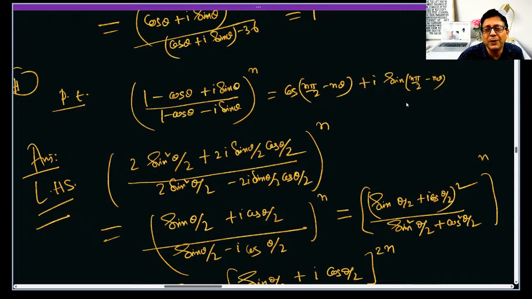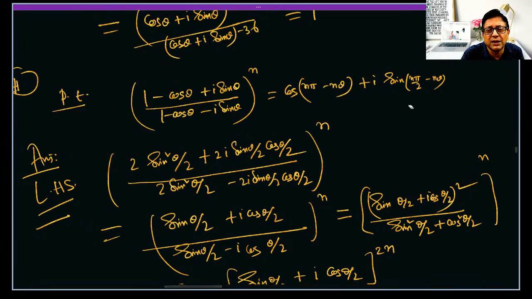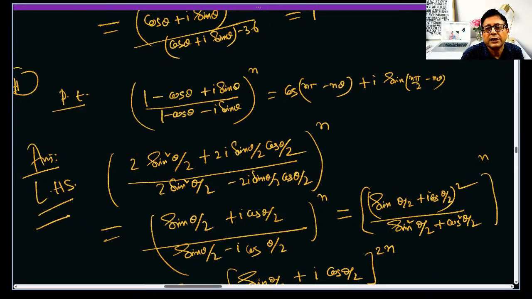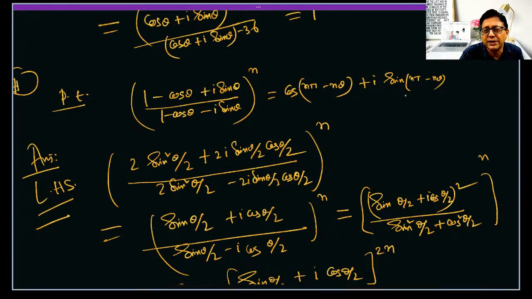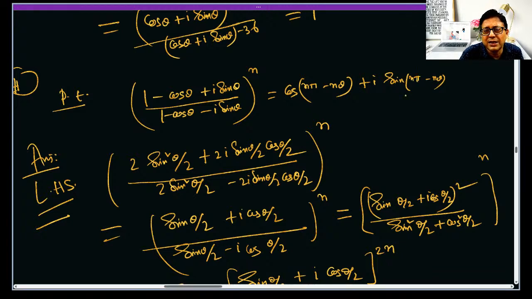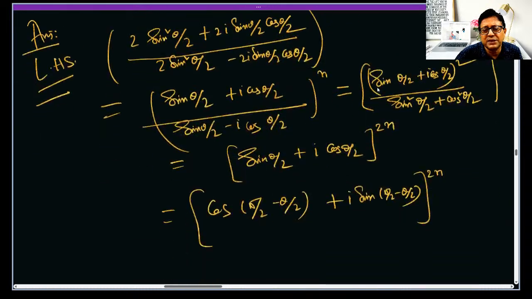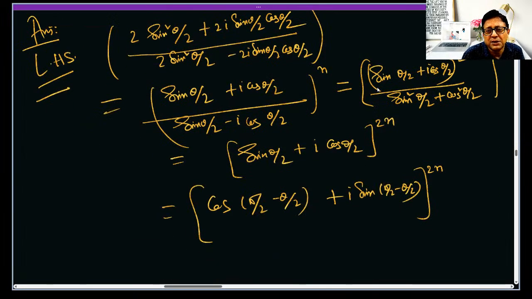This will be cos n pi minus n theta. It's my mistake. I wrote n pi minus n theta, and this is also n pi minus n theta. That's why I'm checking. On the right side, there was a little mistake in my writing.